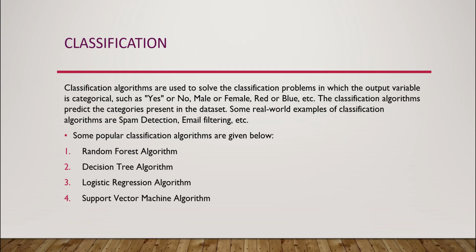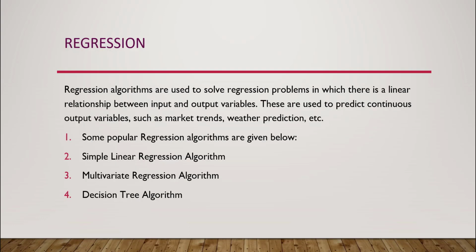Okay, the second subtype of supervised machine learning is regression. Regression algorithms are used to solve regression problems in which there is a linear relationship between the input and the output variables. They're used to predict continuous output variables such as market trends, weather prediction. Some popular regression algorithms are given below: simple linear regression, multivariable regression, and the decision tree algorithm.